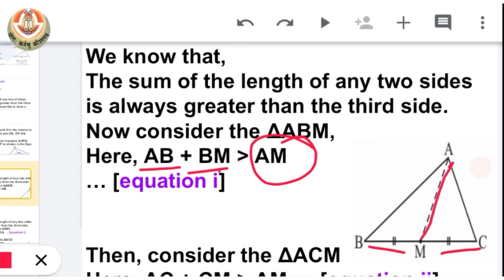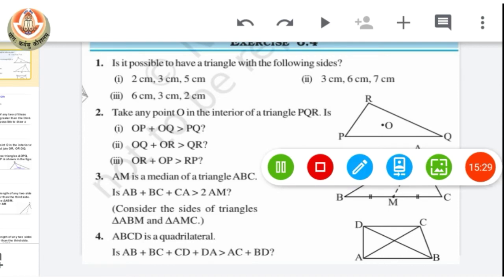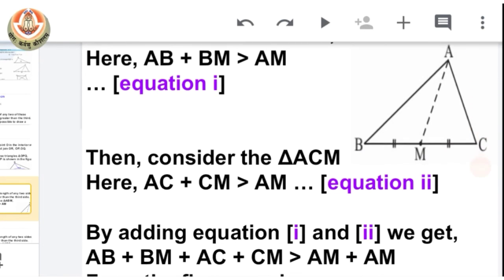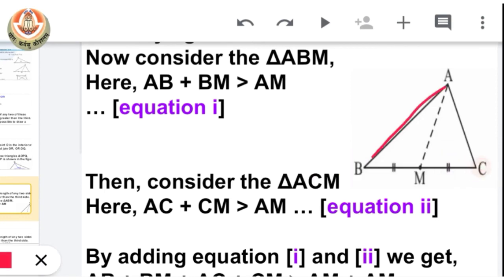Why are we taking AM as the third side? Because we have to prove, see the question carefully, that AM should be on the other side of the greater than sign. So we have to take AM as the third side. For triangle ABM, the sum of AB and BM is greater than AM. Similarly for the second triangle, again we take AM as the third side, so AC plus CM is greater than AM.